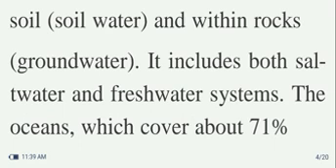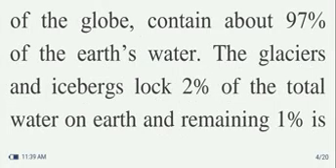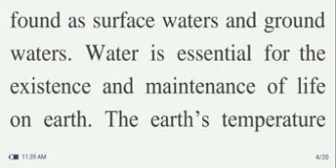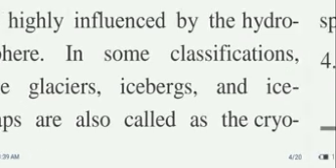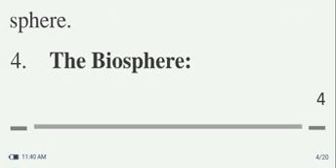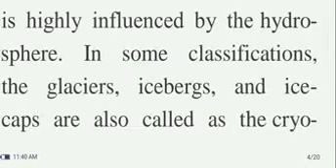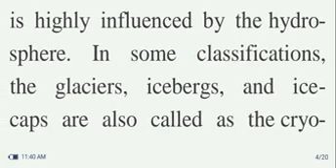The oceans, which cover about 71% of the globe, contain about 97% of the Earth's water. The glaciers and icebergs lock 2% of the total water on Earth, and the remaining 1% is found as surface waters and groundwater. Groundwater means water in rocks. Water is essential for the existence and maintenance of life on Earth. The Earth's temperature is highly influenced by the hydrosphere. In some classifications, the glaciers, icebergs, and ice caps are also called the cryosphere.